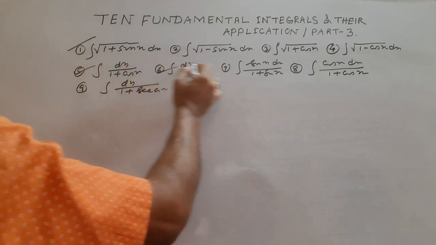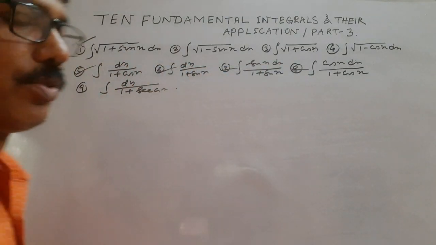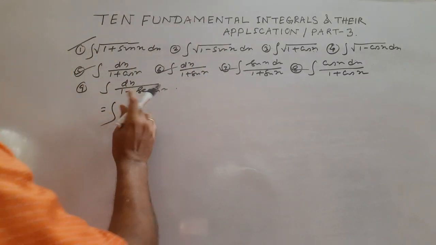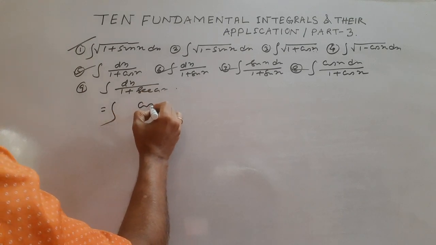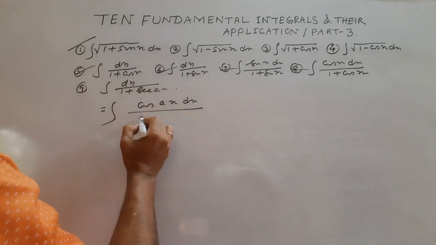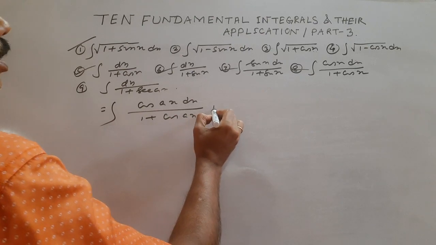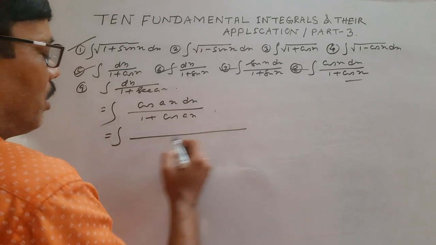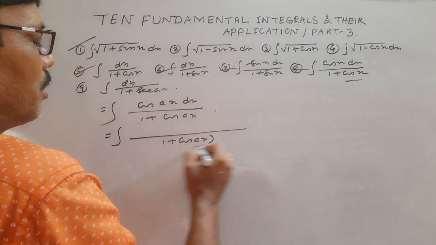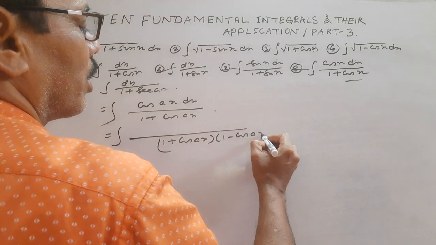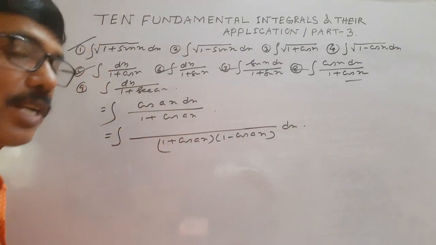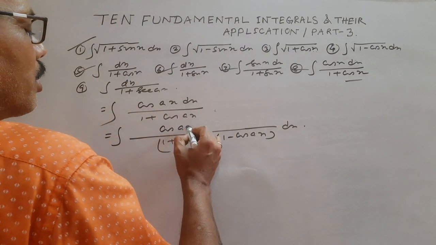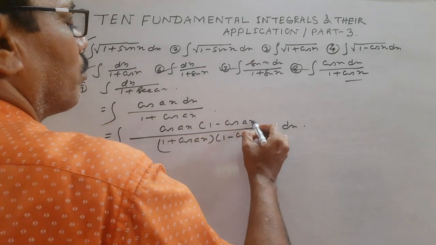Then 5, 6, 7, 8, 9, they are of the same type. So consider problem number 9. So if you write it in terms of 1 by cos, you get cos x by 1 plus cos x. So this one, it is general. So the rule is, you have to multiply numerator and denominator by 1 minus cos x. Why? To put it in standard form. So look, after some steps, it will be in standard form.